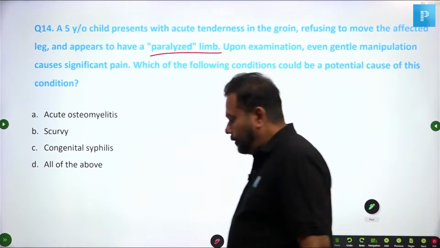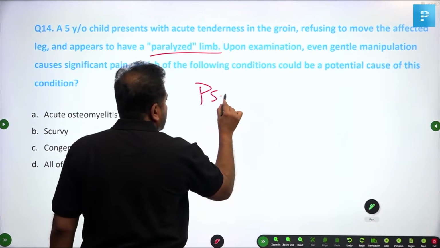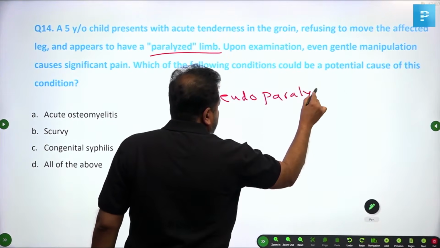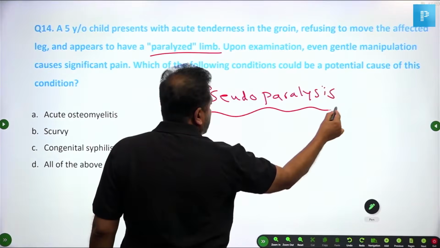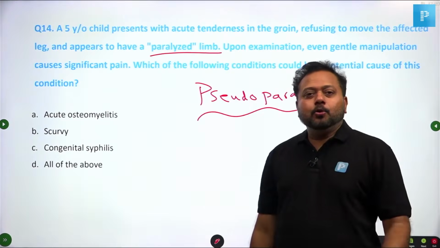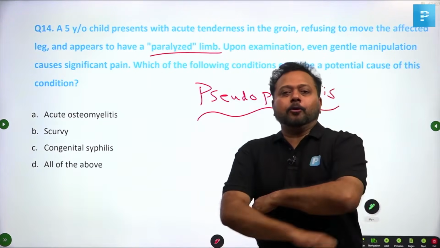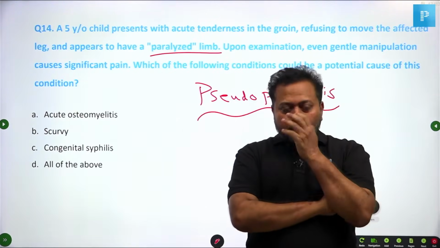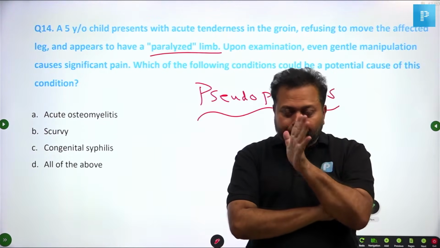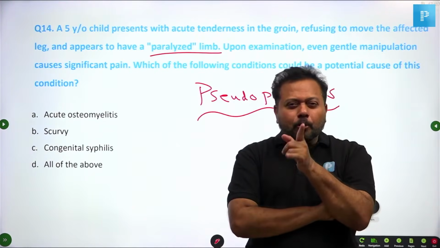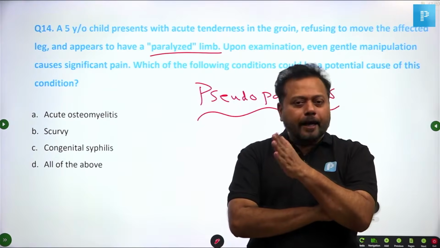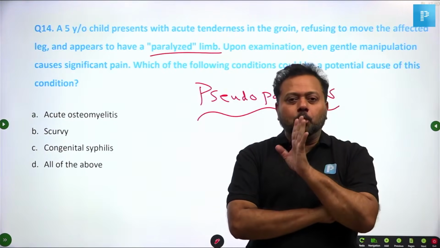So, this is called pseudo paralysis. Pseudo paralysis is a separate entity in orthopedics, dear friends. Focus your attention. Pseudo paralysis means the child won't move the limb because of pain. Paralysis means neurological problem. Here there is no neurological problem. Because of pain, the child won't move that particular limb. That is called pseudo paralysis.